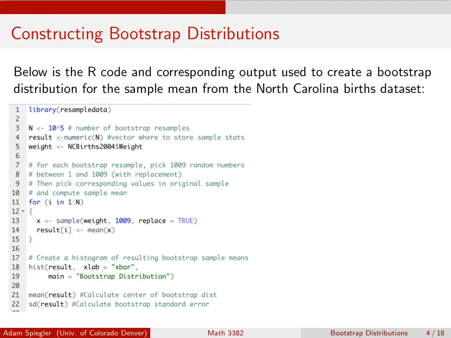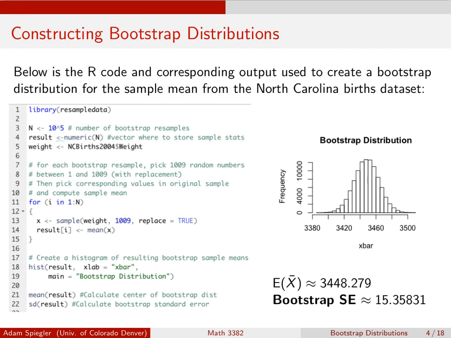Then if we want to see a picture of that, we can create a histogram. This histogram displays all of the means that we calculated, all of the values in result. Remember, this is storing each of the means from each Bootstrap sample. Let's take a look at the output of this code. These last two lines calculate the mean, the center of the Bootstrap distribution, and the standard deviation of the Bootstrap distribution.